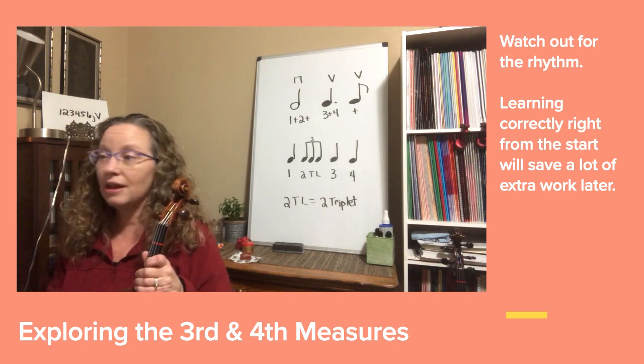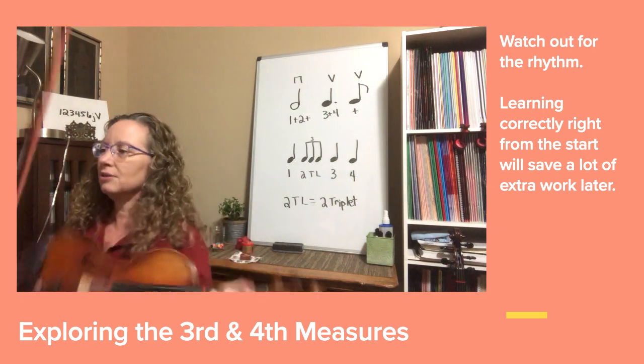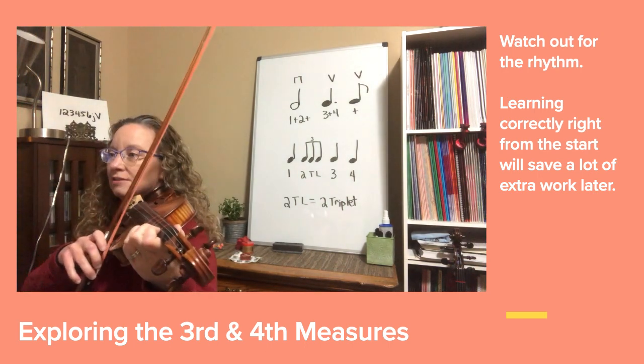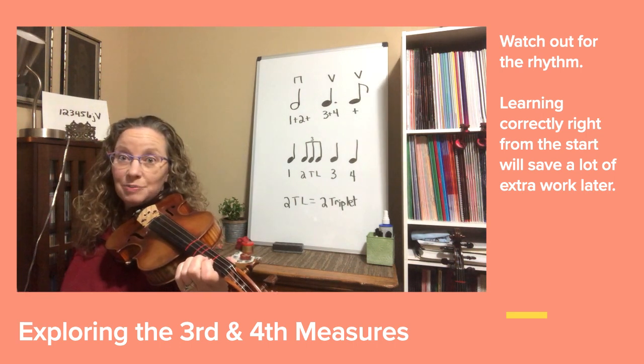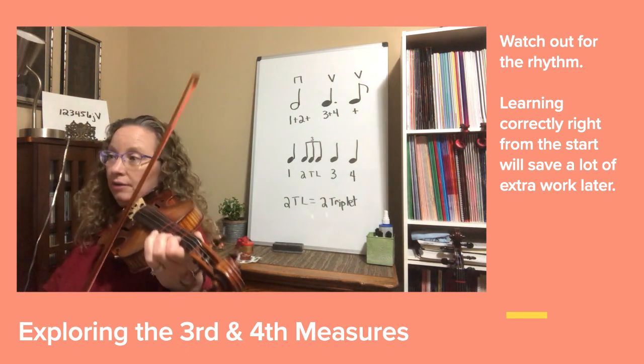Let's look at the third and the fourth measure. If you're a violin, you start on the G natural. Everybody else starts on the upper G, and it is a 1 and 2, and then we have a triplet in the third measure also. Let me demonstrate. 1 and 2.